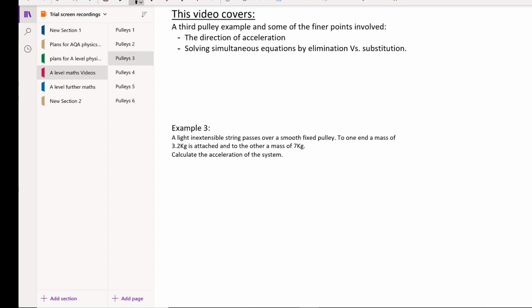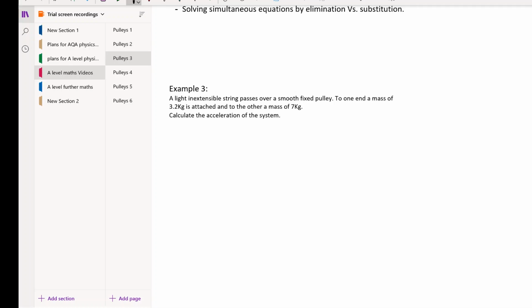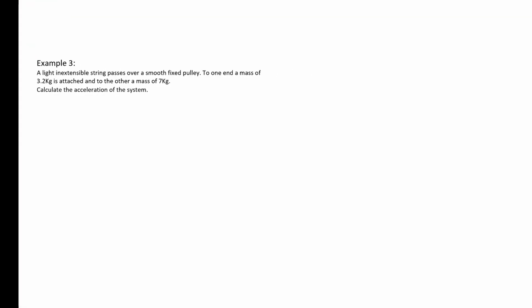So as per usual, the first thing to do is to make a picture that details all the information given in the question. A light, inextensible string passes over a smooth fixed pulley. To one end, a mass of 3.2 kilograms is attached, and to the other a mass of 7 kilograms. Calculate the acceleration of the system.